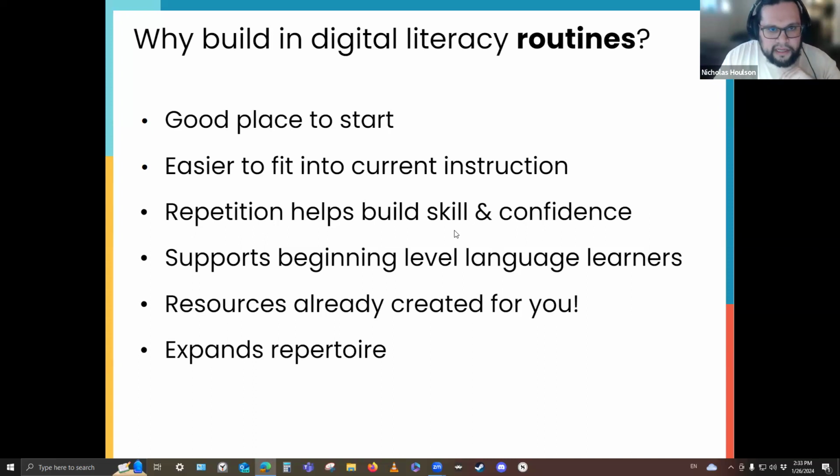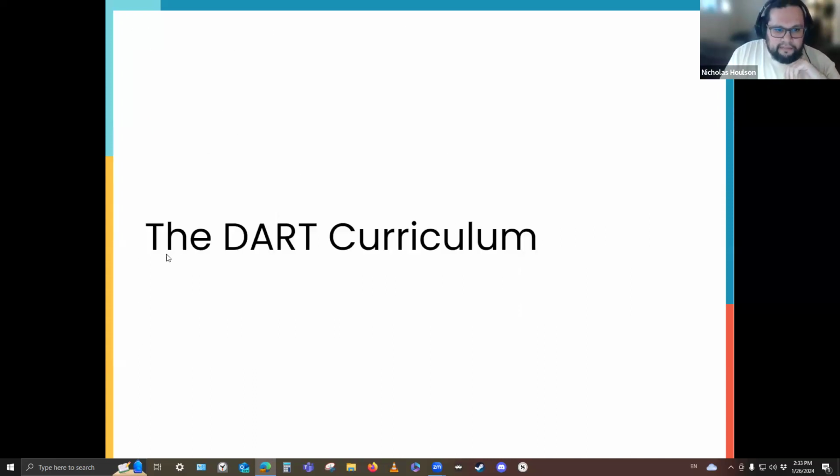All right, I'm going to go to the next slide and begin talking about the DART curriculum. So we're going to shift to talk about the resources that we found really helpful. And DART is one of those resources. DART is not a distance learning platform like I've been talking about. It is a set of curriculum. It is a curriculum, a supplemental curriculum.